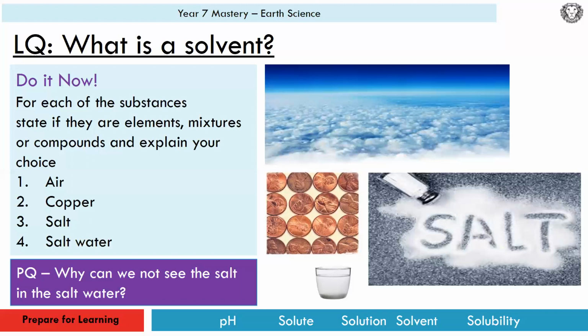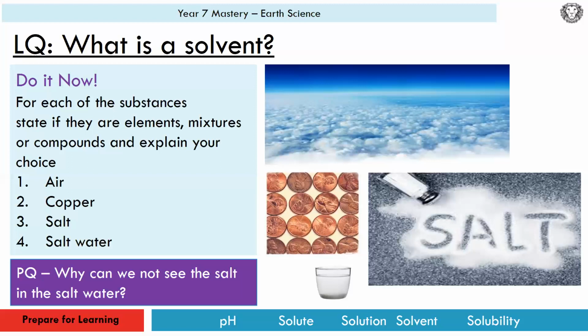Okay, so let's go through the answers together then. Air is a mixture. Air is a mixture of many different elements and compounds that are present in the air. Examples of these elements are oxygen and nitrogen. An example of a compound in air is carbon dioxide, so that's carbon mixed with oxygen. This is why air is a mixture. These items aren't chemically bonded, so it means that it's a mixture.